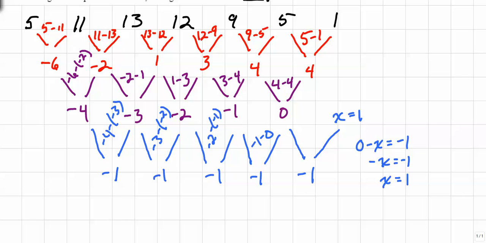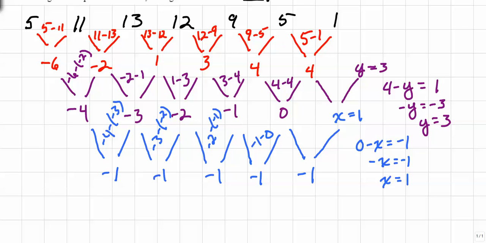Now we're going to do that again. Okay, we're going to go ahead and back up, and we're going to have this 4 and some other variable here. Let's use y, and 4 minus y will have to be equal to 1. So therefore negative y is equal to negative 3, and we can say that y will be equal to 3.